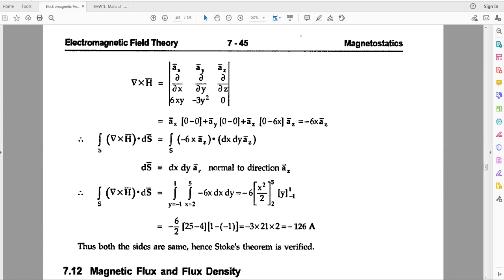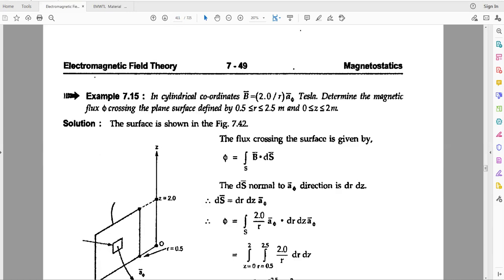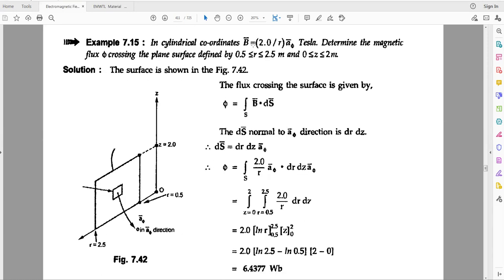Coming to the next example. In a cylindrical coordinate system, B bar is given, which is the magnetic flux density. Determine the magnetic flux phi crossing the plane surface with R in the range of 0.5 to 2.5 and Z varying from 0 to 2. It's a cylindrical coordinate system. I want the Gauss law of magnetic field, phi is equal to the integral B bar dot ds bar.